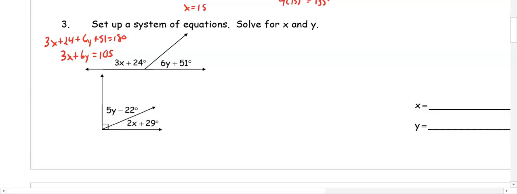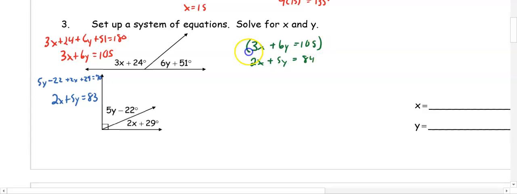So in the second angle, these angles together are adding to 90, so 5y minus 22 plus 2x plus 29 equals 90. So we can add the 22 and subtract 29, so we get 2x plus 5y equals 84. When we go to write our equations in, we have 3x plus 6y equals 105, and we have 2x plus 5y equals 84. So I'm going to multiply the first equation by 2 and the second equation by negative 3.